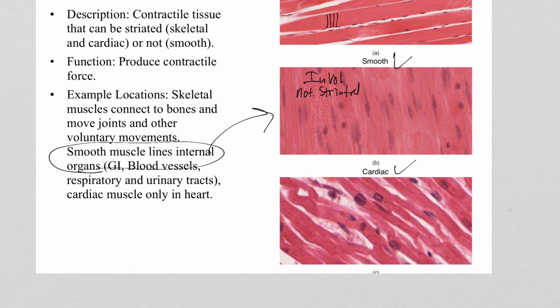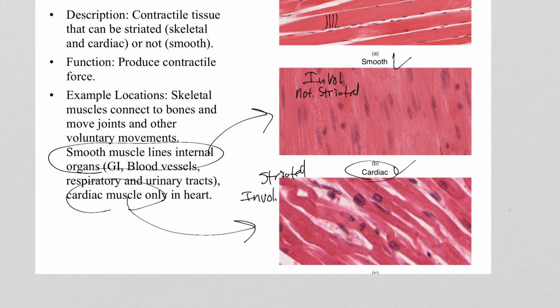Okay. Cardiac, exactly like it sounds, only found in the heart. And this one is striated much like skeletal muscle, but it is obviously involuntary. You can't voluntarily control the rate that your heart contracts at.